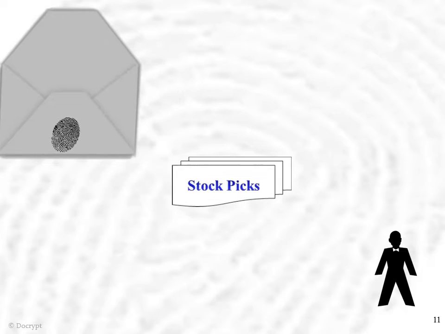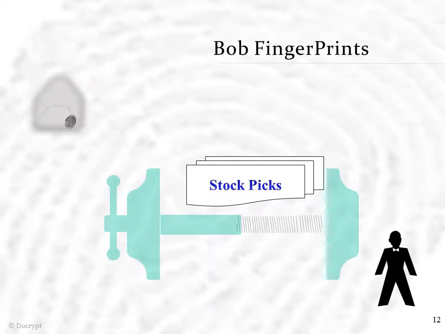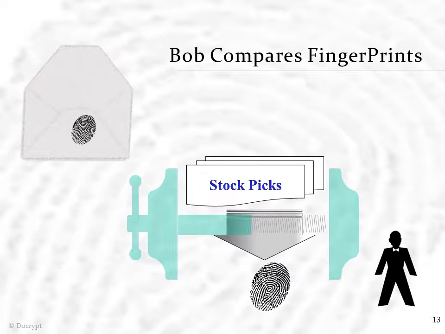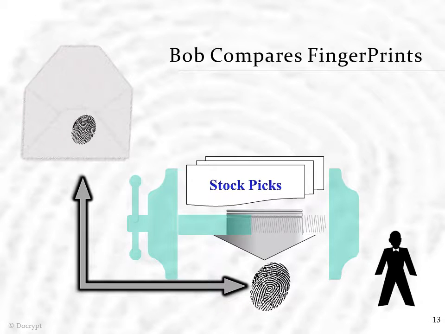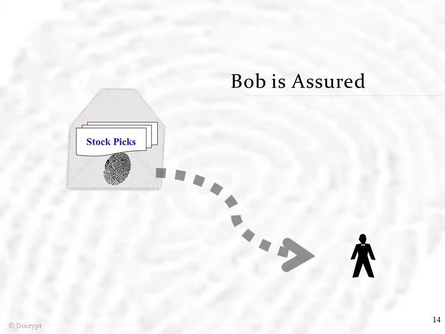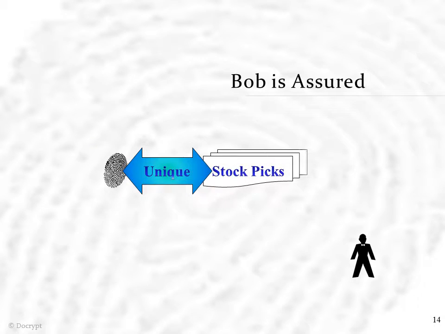Bob retrieves Alice's stock picks newsletter and fingerprints them with his own fingerprinter. These are widely available. We'll show you some sources at the end of these slides. He then matches the fingerprint he made against the fingerprint Alice sent him in the email. Bob is assured that the message in the envelope was not changed either on purpose or by accident during transit. Just like a fingerprint will uniquely identify a human, this cryptographic fingerprint uniquely identifies Alice's stock picks.